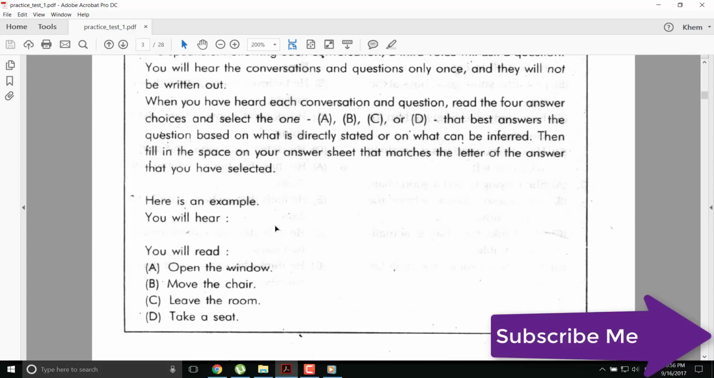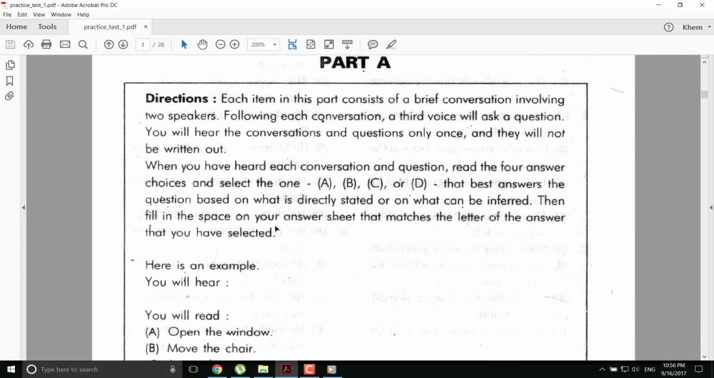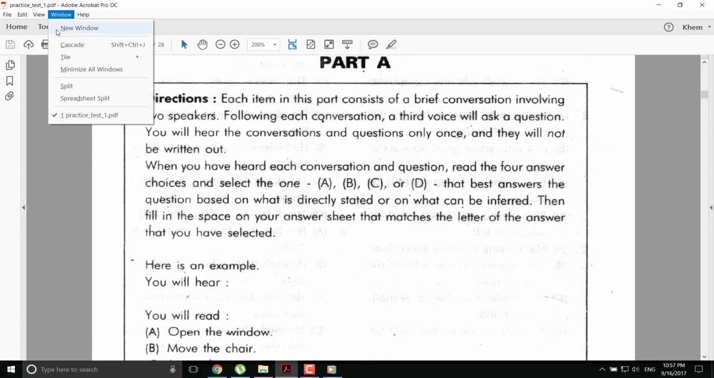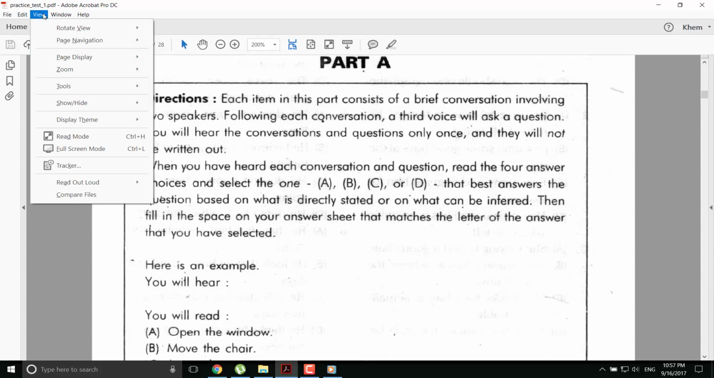Part A. Directions. Each item in this part consists of a brief conversation involving 2 speakers. Following each conversation, a third voice will ask a question. You will hear the conversations and questions only once, and they will not be written out. When you have heard each conversation and question, read the 4 answer choices and select the one, A, B, C, or D, that best answers the question based on what is directly stated or on what can be inferred. Then, fill in the space on your answer sheet that matches the letter of the answer that you have selected.